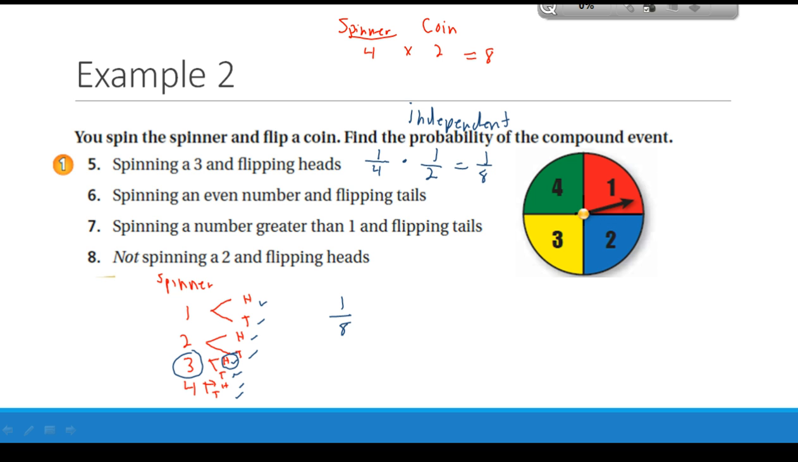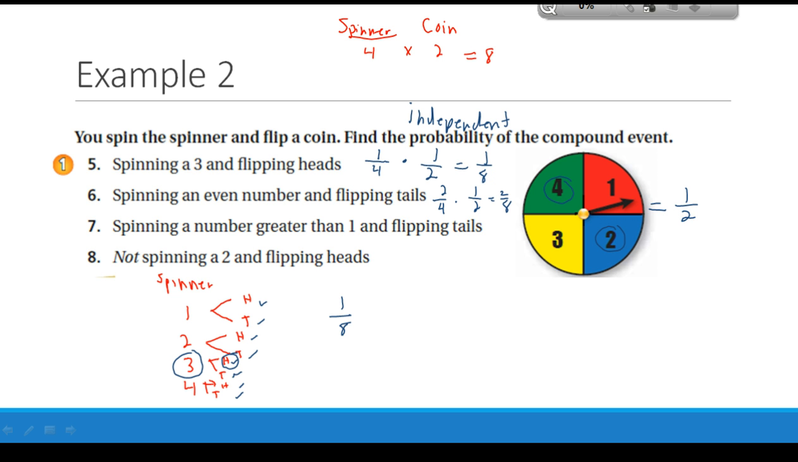Okay, so spinning an even number and flipping tails. So spinning an even and flipping tails. So there's 2 even numbers. There's the 2 and the 4. And there's 4 choices. And then a tail is still 1/2. So this would be 2/8. And 2/8 can be reduced to, right over here, 1/2.